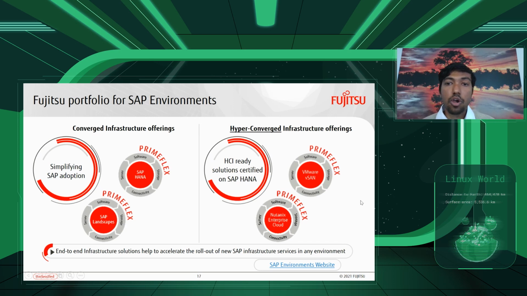Some customers may also have hyperconverged as part of their deployments. So they have standardized saying that, okay, going forward, we want to have everything on hyperconverged environments. But did you know that even for hyperconverged environments, you need to have special certified hardware to run your HANA environments? And Fujitsu has done the needed certification both for vSAN as well as Nutanix Enterprise Cloud Solutions. So really, from a solution perspective, you have an end-to-end portfolio to choose from.